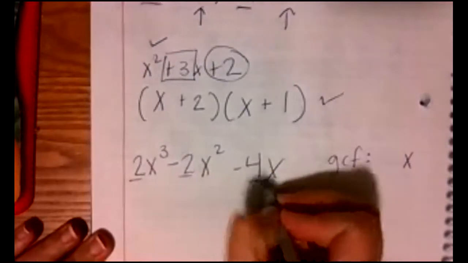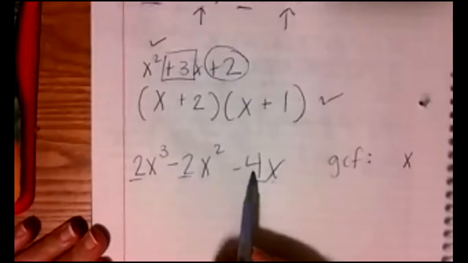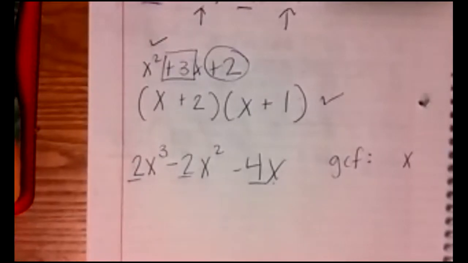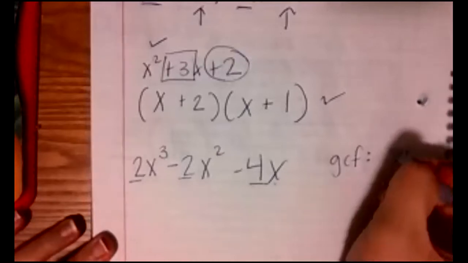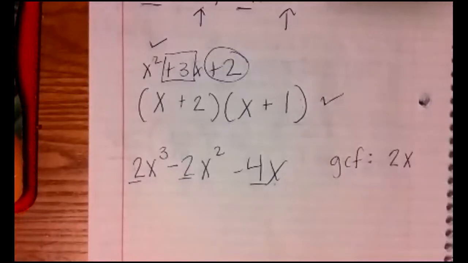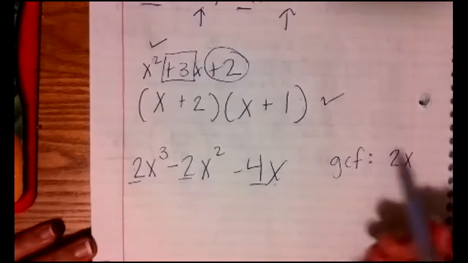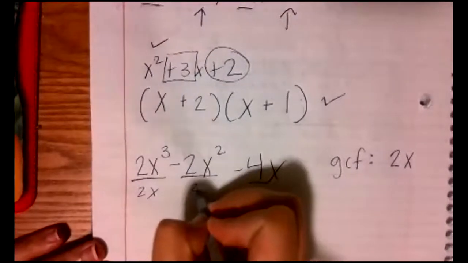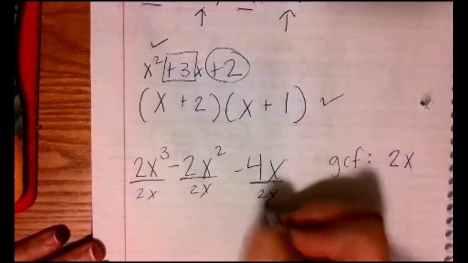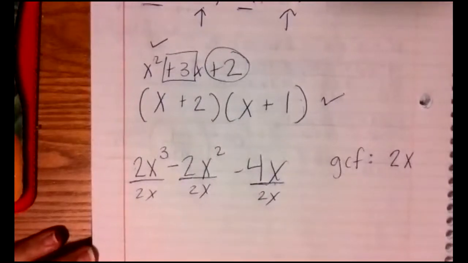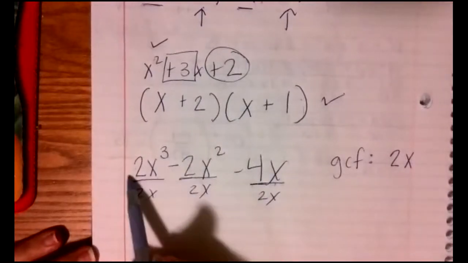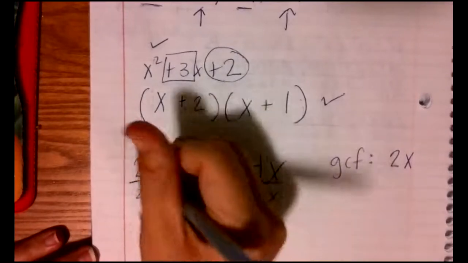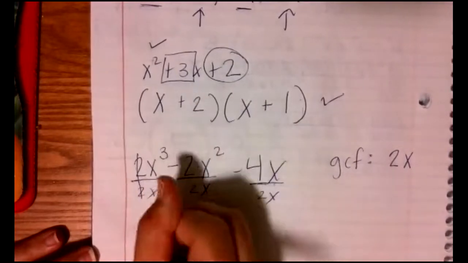Then I look at my numbers, 2, 2, and 4. So the largest thing that I can divide all of those by is 2. So I can factor a 2x out and not have any decimals or anything. So that's what I'm going to do. And remember, when we factor it out, what we're really doing is we're going to each term and we're dividing by 2x. So 2x to the third divided by 2x is going to be left with x squared.